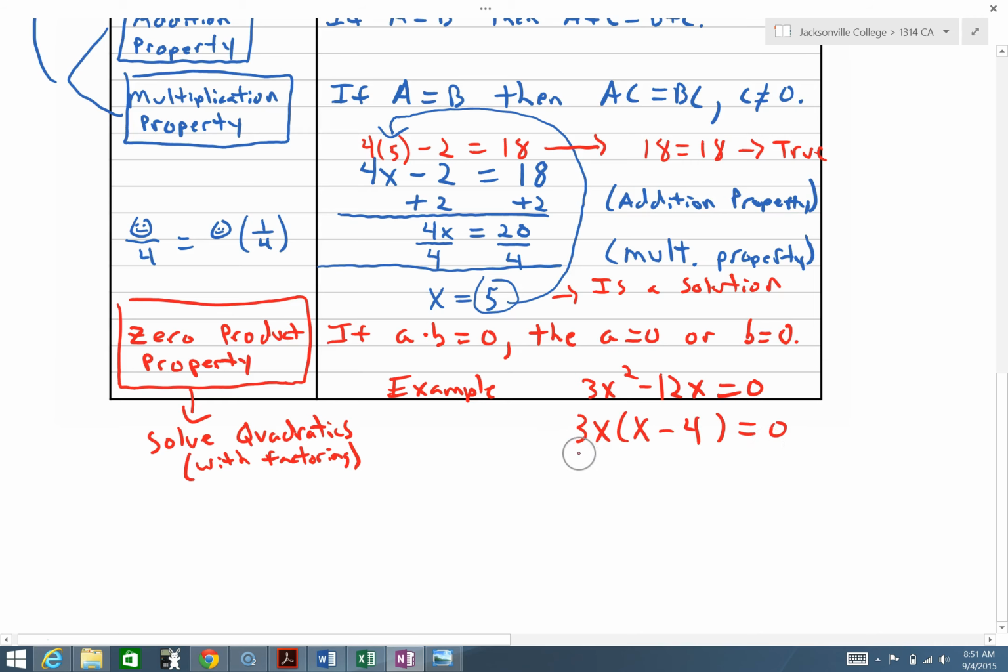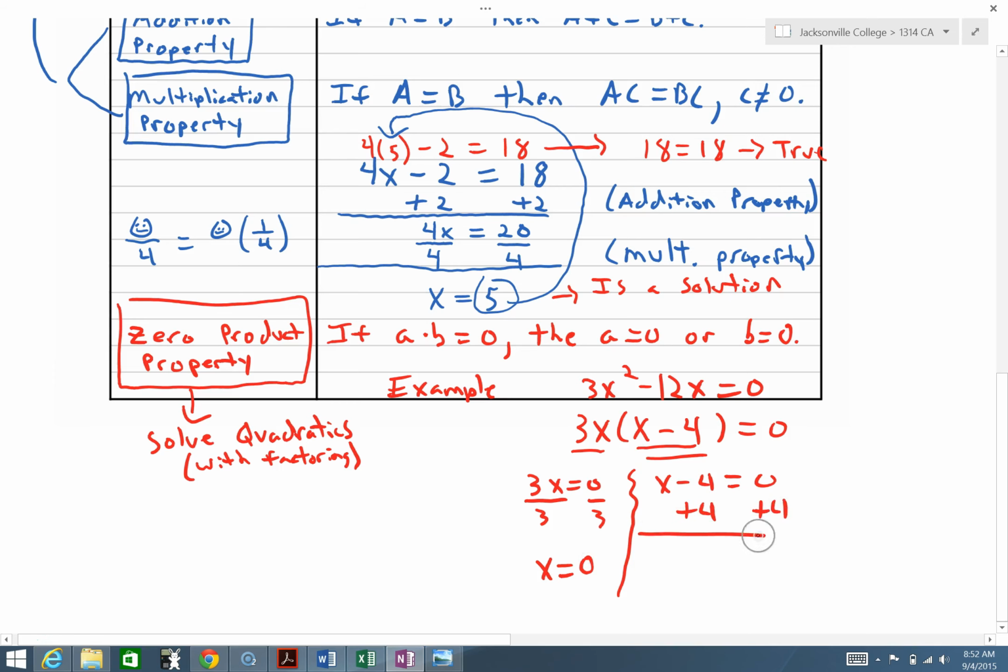Well, if we have this factor and this factor multiplied together to give 0, one of them has to be 0. In order to multiply two things together to get 0, one must be 0. Two non-zero numbers will not have a product of 0. So we're going to set each one of these individually equal to 0. We will say 3x is equal to 0, and we will separately say that x minus 4 equals 0. Essentially, we have two equations here. Dividing both sides by 3 on this one, we get that x is 0. Here, adding 4 to both sides, we'll get that x is 4.